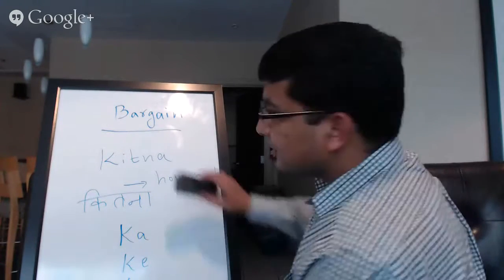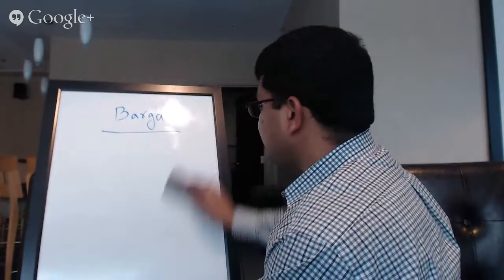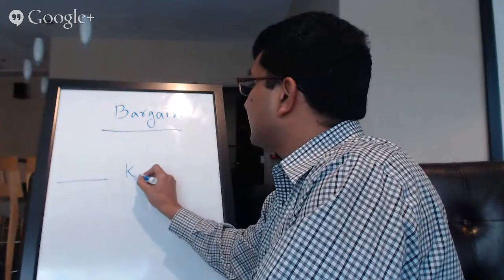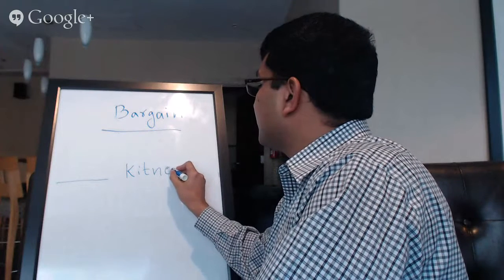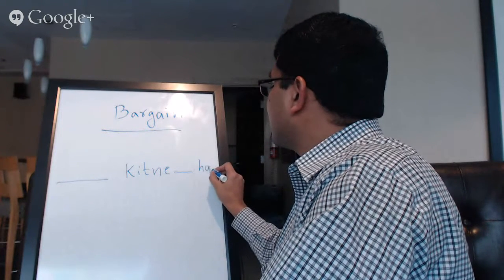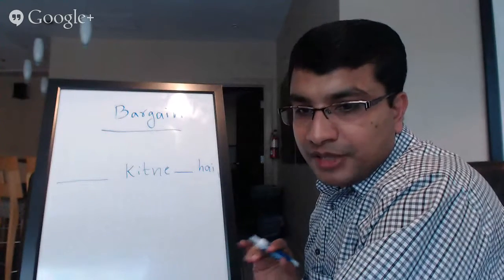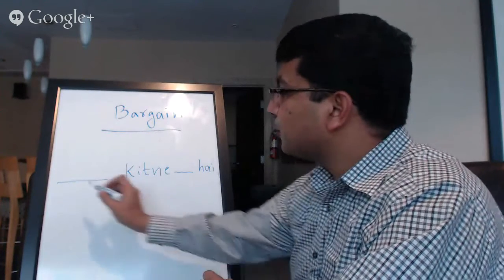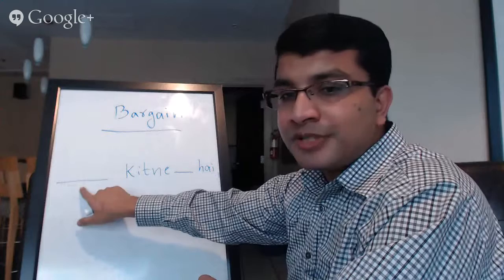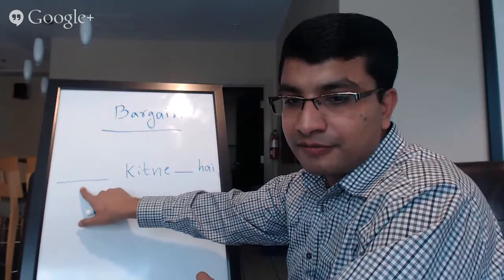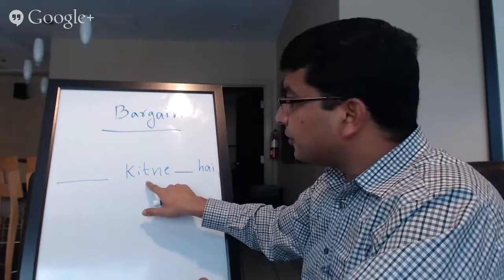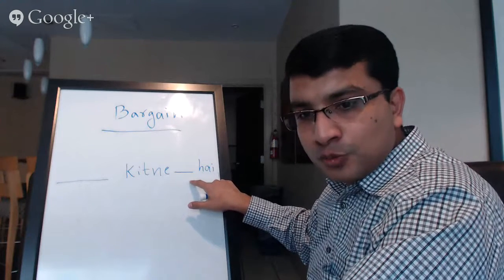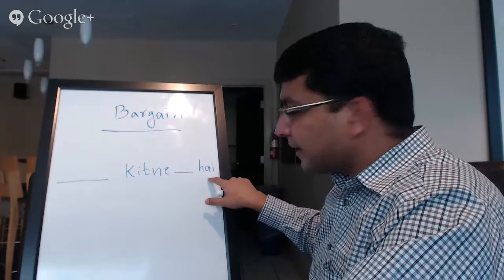So that's the formula for finding the price of anything in Hindi, right? So you have, this is the place where you have your object or a product you are interested in finding the price of, and then your interrogative kitna, which becomes kitne here because it is followed by a post position, which you'll be writing here, and then hai.